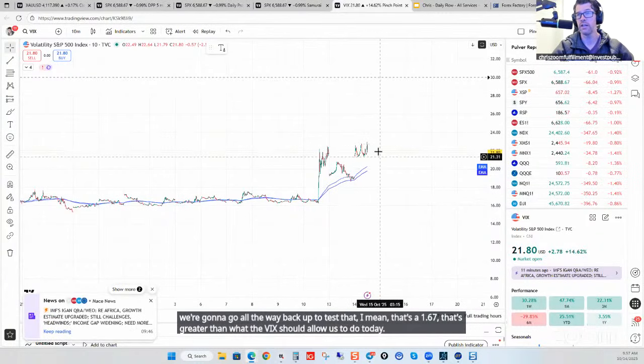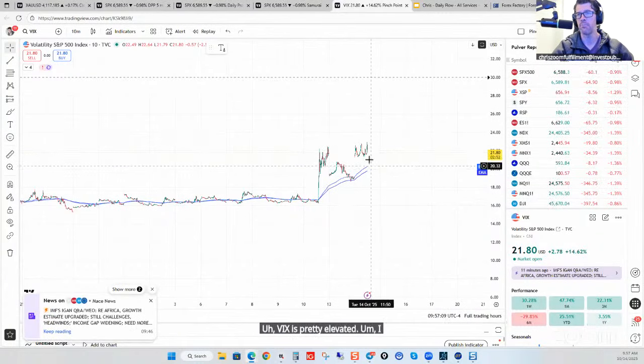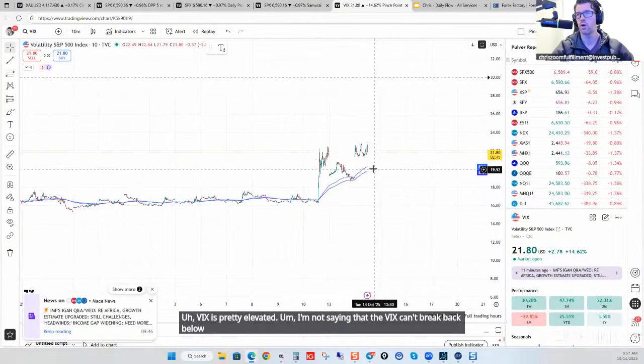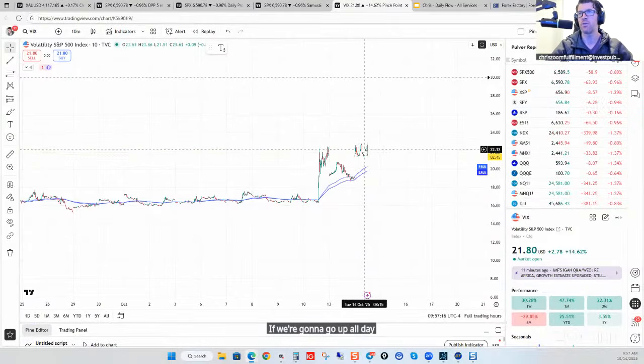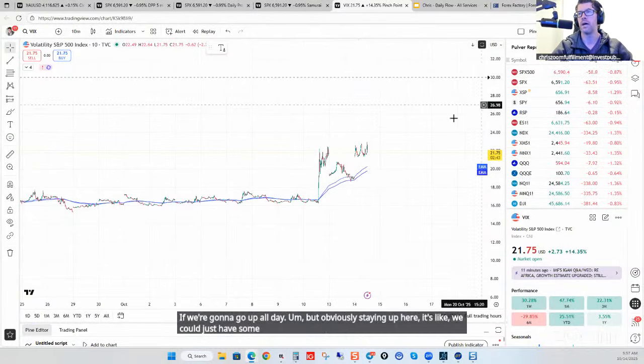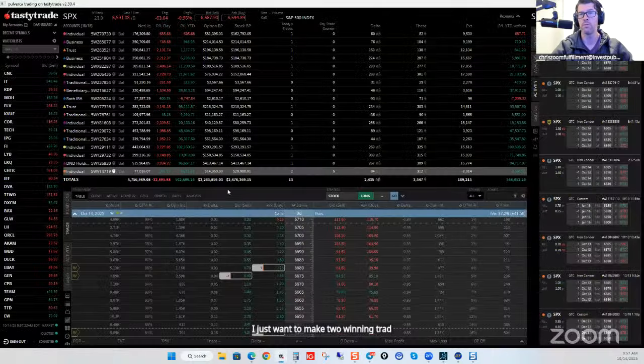VIX is pretty elevated. I'm not saying that the VIX can't break back below 21 or maybe get to 20 if we're going to go up all day. But obviously staying up here, we could just have some chop. I just want to make two winning trades in daily profit play and walk away. That is all I want.